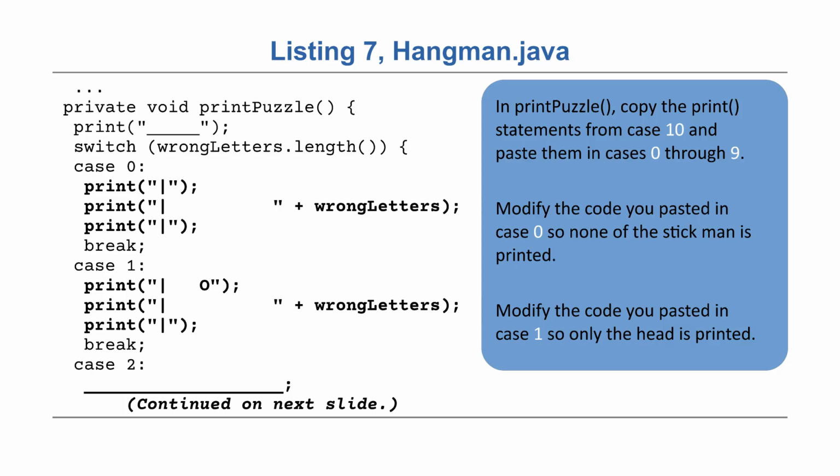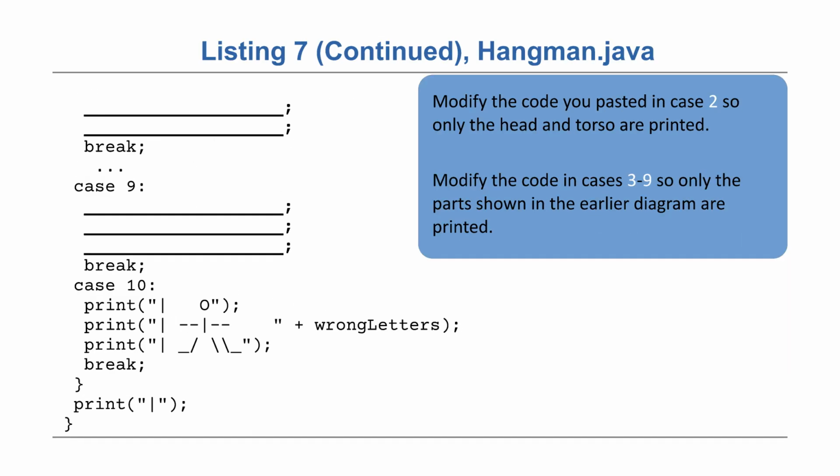Modify the code you pasted in case 1 so only the head is printed. Modify the code you pasted in case 2 so only the head and torso are printed. And modify the code in cases 3 through 9 so only the parts shown in the earlier diagram are printed. Run it. What happened? It should have printed the stick figure's head, torso, and part of an arm, since wrong letters has 3 letters in it. It printed the right phase of the stickman when the number of wrong letters guessed was 3.